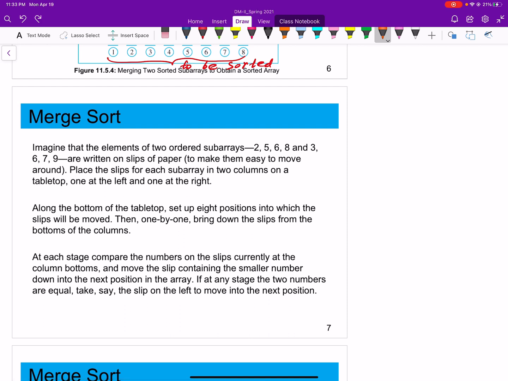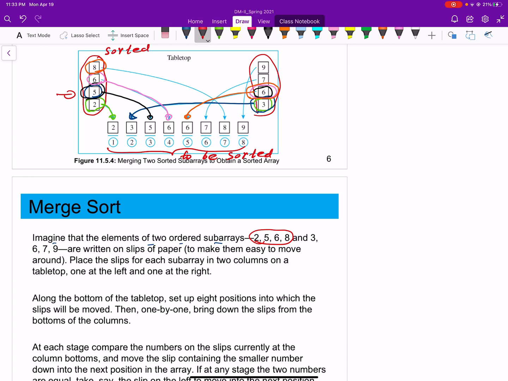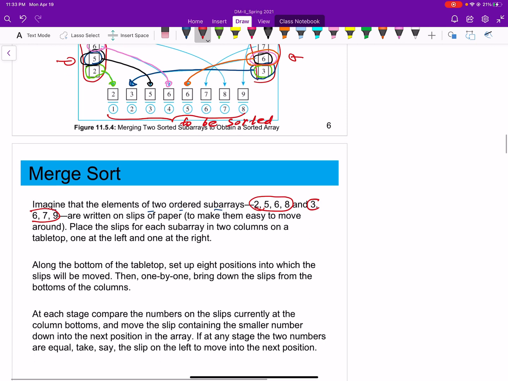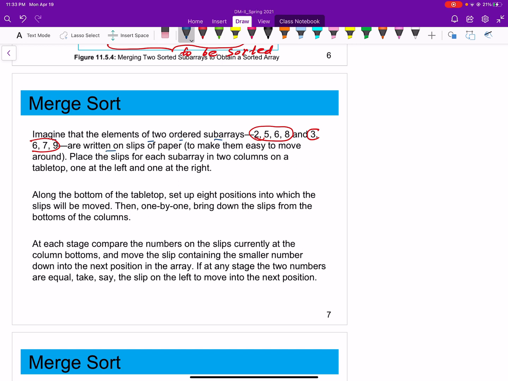All right, let me read one by one. Imagine that the elements of two ordered subarrays, so these are the two ordered subarrays, the subarray which was right here, and this is the subarray which was right there, are written on slips of paper. So just assume that you are practicing this way. You just write them on slips of paper. Why do we write them? To make them easy to move around.